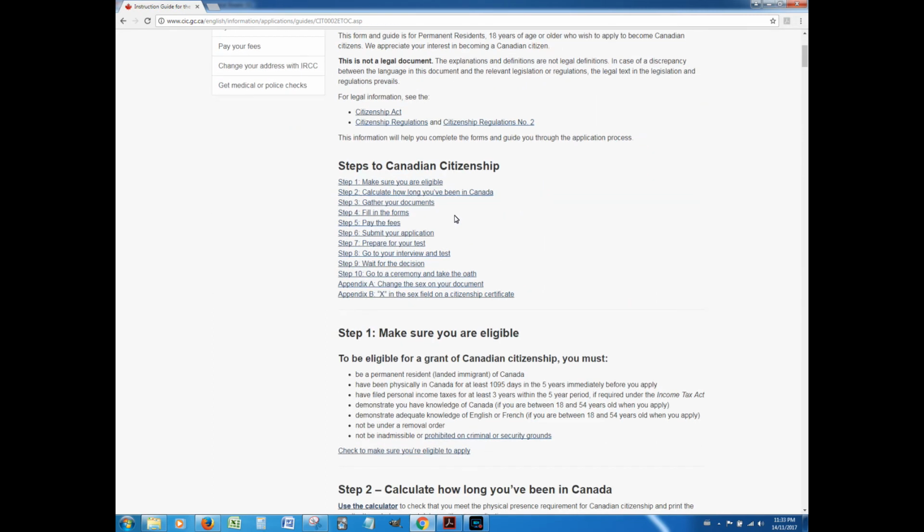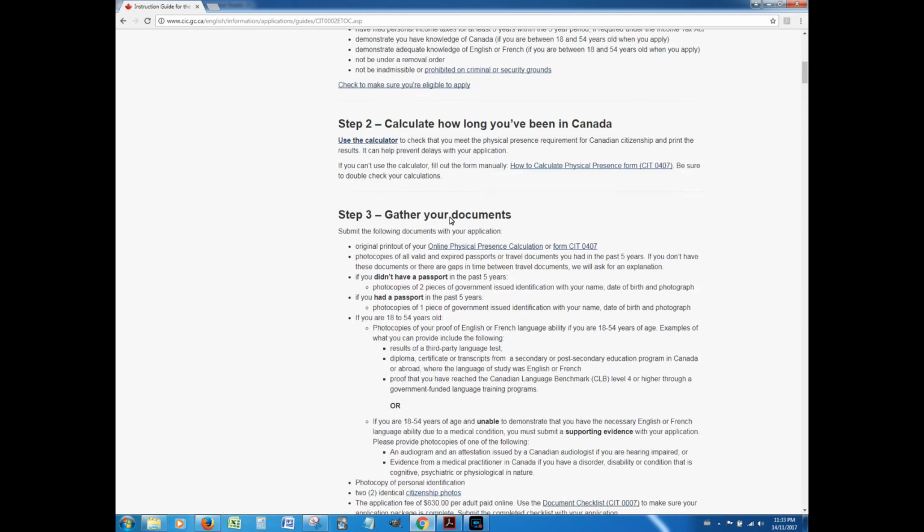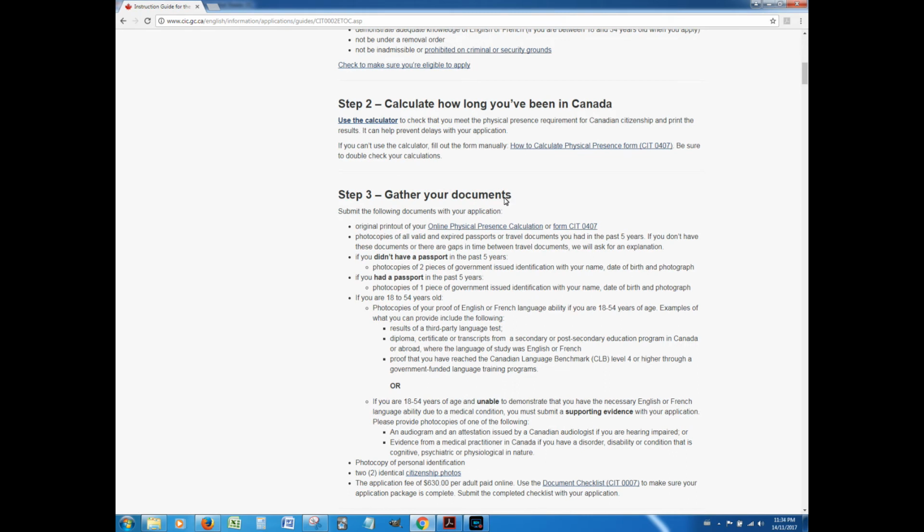If you scroll down the guide, on step 3 it says gather your documents. It says submit the following documents with your application: original printout of your online physical presence calculator or form CIT 0407, photocopies of all valid and expired passports and travel documents you held in the past 5 years. If you don't have these documents or there are gaps in the time between travel documents, we will ask for an explanation.